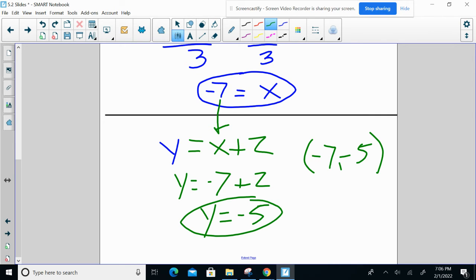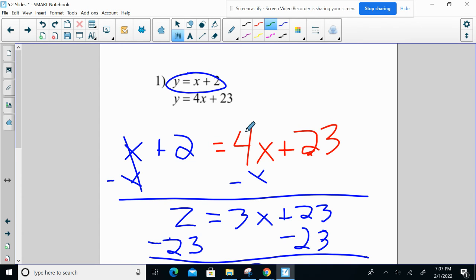Now, I'd like you to try and write your answer like a point, since that's what we're looking for. But ultimately, if you keep it as x equals -7 right here, and y equals -5, you circle your answer. That works too. I'm cool with that. But try and get used to writing it as a point, because that's what it is. So that's what you're going to do for each of these examples. This is one example. And here's what I want you to do.